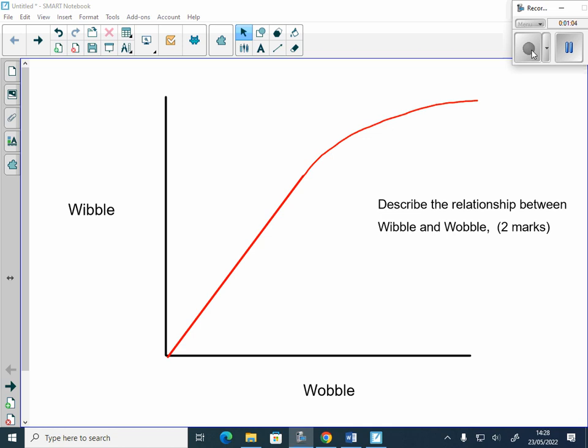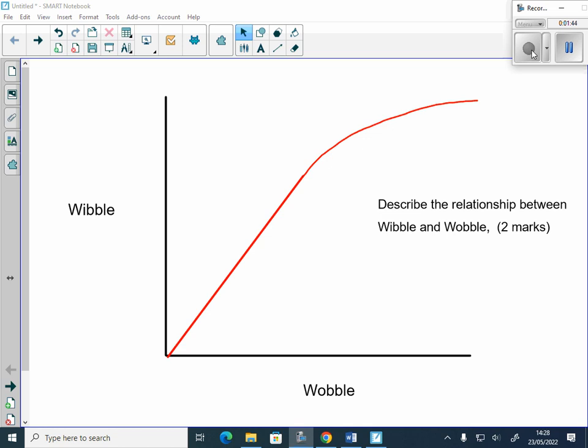Okay, so here we can say we're changing wobble and we're looking at how it affects wibble. How do we know we're changing wobble? Probably because it's the independent variable on the bottom horizontal part of the graph. So how are we going to describe this? We can start by just describing the initial straight line nature of the start. We can say that the relationship between wibble and wobble to start off is linear. Or we could say that it's directly proportional because there's a straight line going through the origin. Or if you wanted to, you can just say, as wobble increases, wibble also increases. And that would be enough to get you 1 mark.